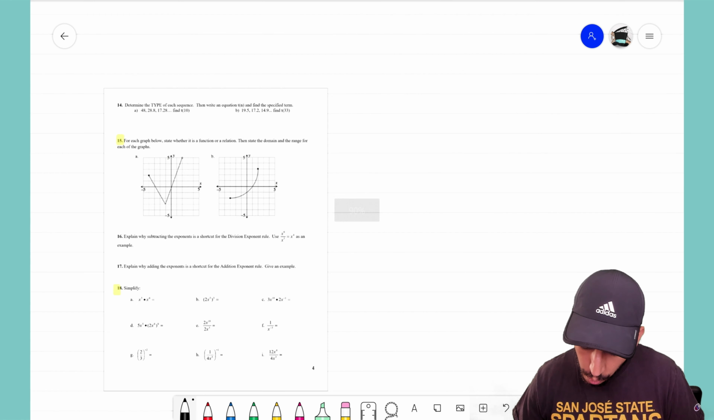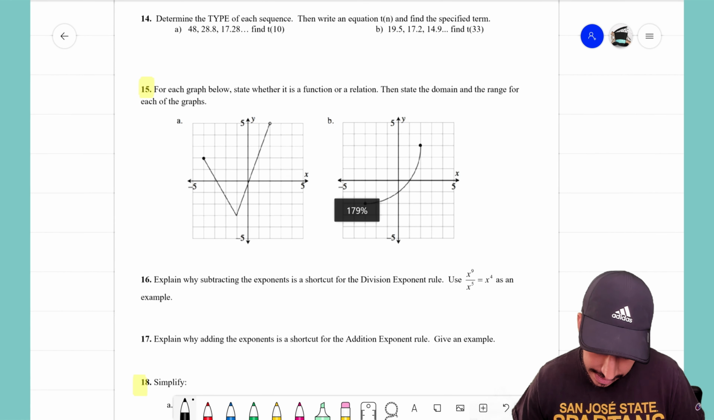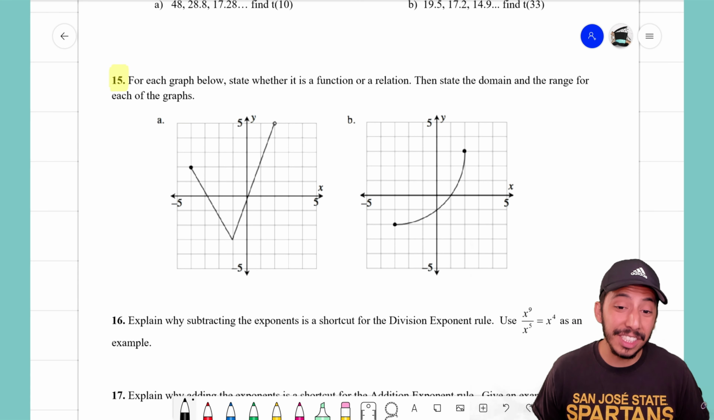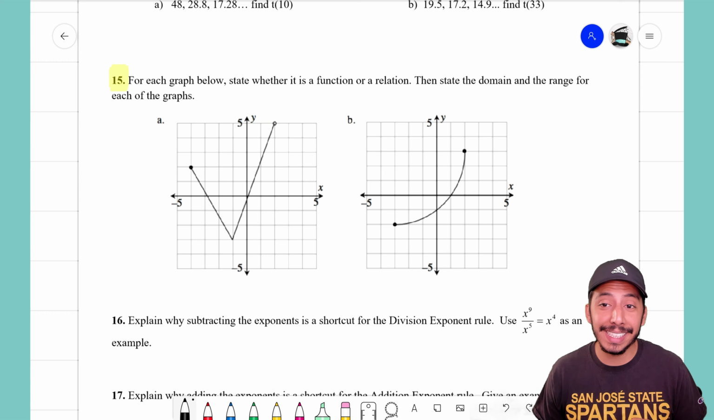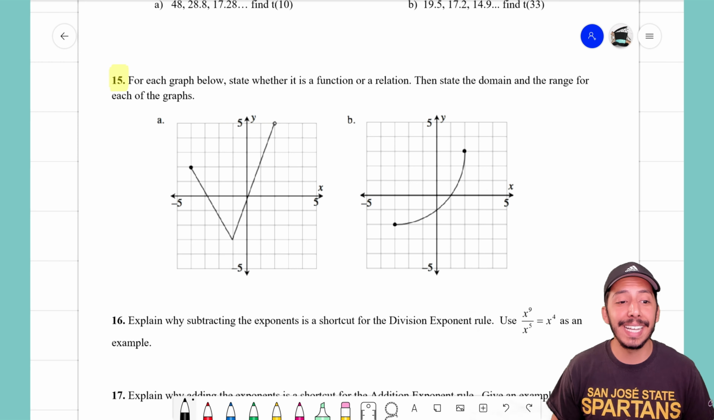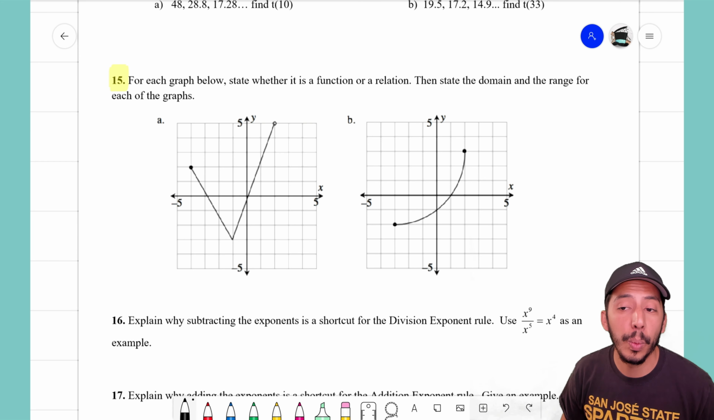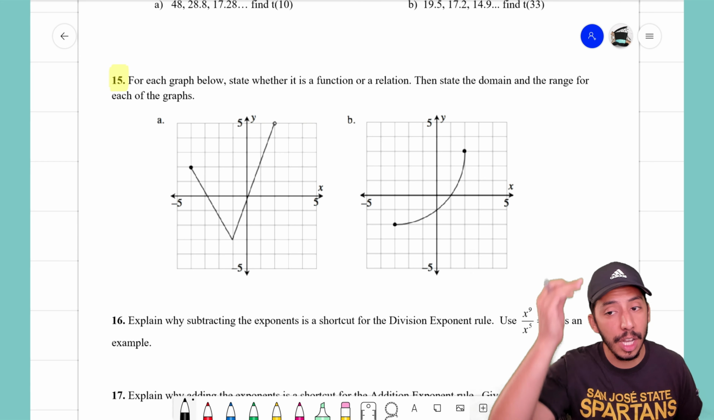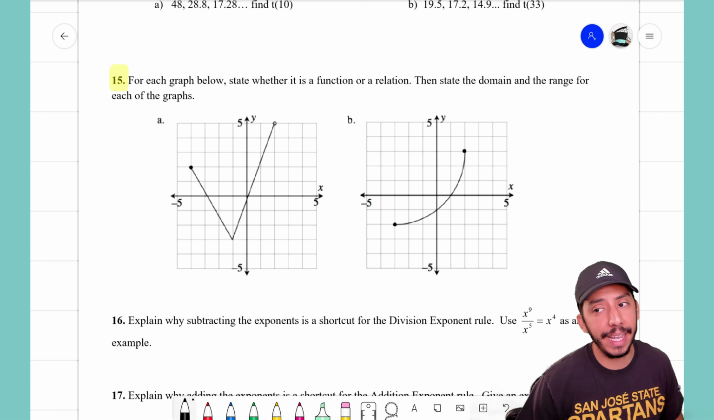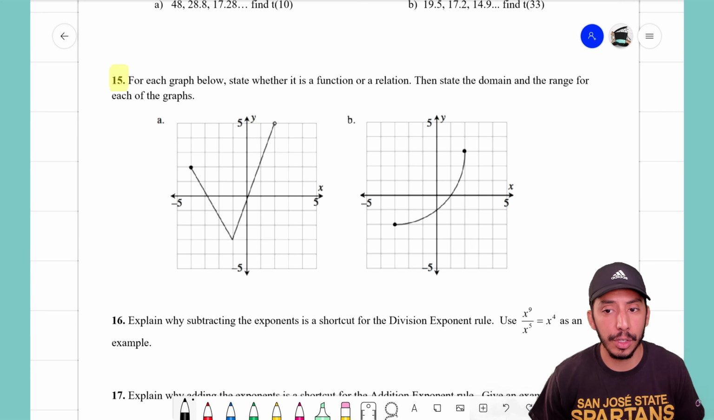All right, so we are almost done here. Let's go to 15. And 15 is a really good question. 15 is going straight back to like September. I feel like it's like the second or third class. And this is saying for each graph below, we want to state whether it's a function or a relation. And then we want to state the domain and range for each of the graphs.